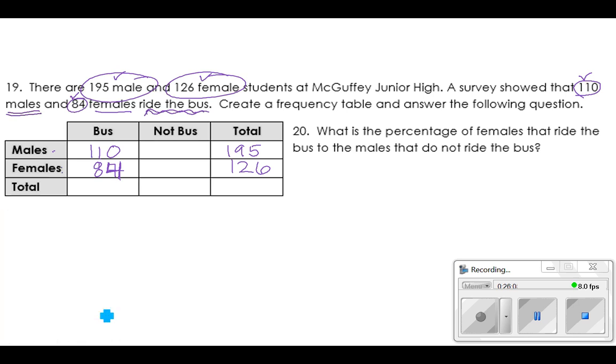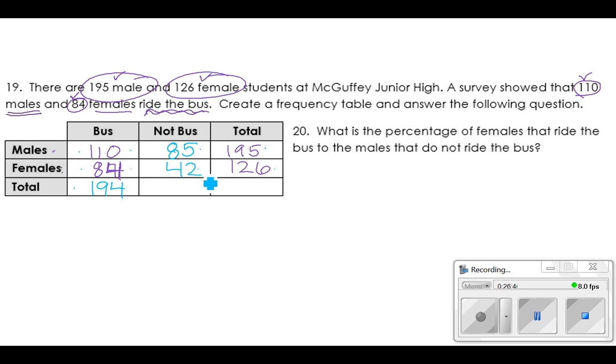To do that, I'm going to do this total right here. 110 plus 84 is that total at the bottom, and that is 194. Then I can go to the males. 110 plus something has to equal 195. So I could do 195 minus 110 to get what I'm missing, which is 85. Then I could do 84 plus something equals 126. So I could do 126 minus 84 and get 42.